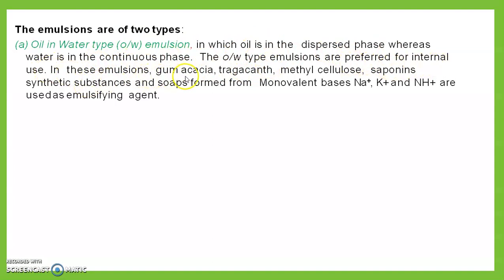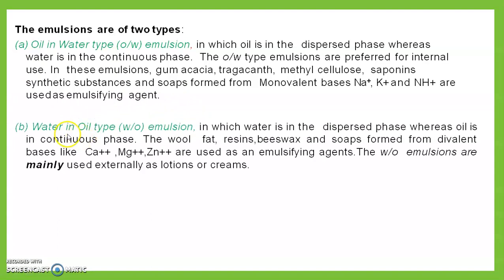In these emulsions, gum acacia, tragacanth, methyl cellulose, saponin, synthetic substances, and soaps formed from monovalent bases are used as emulsifying agents, not those from divalent bases.